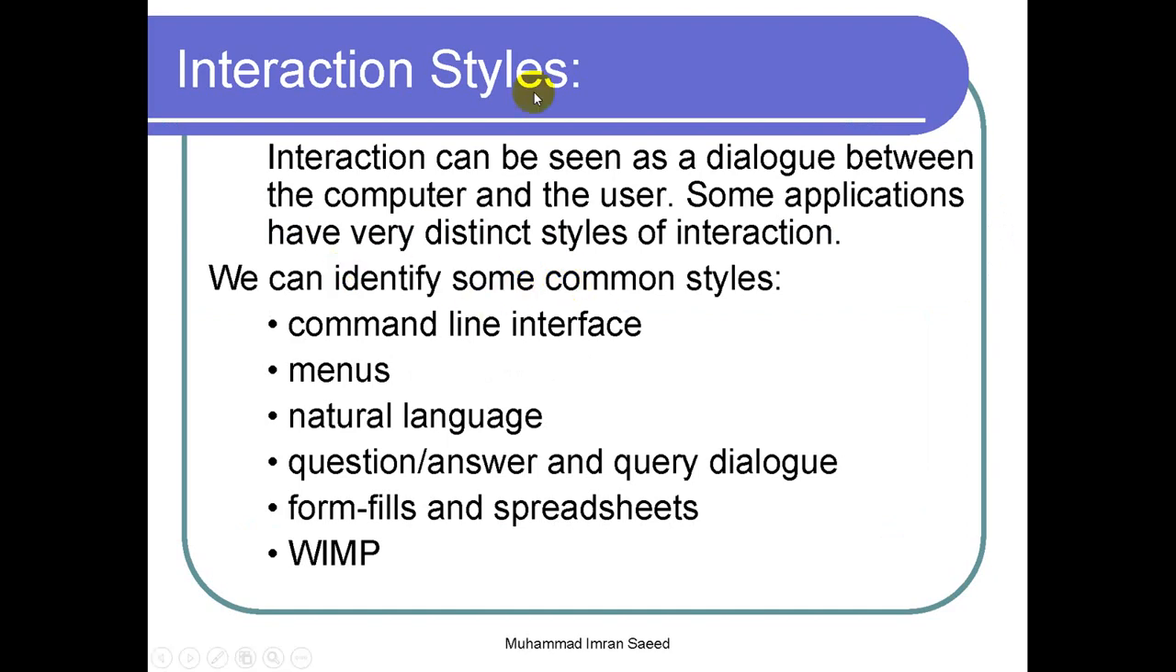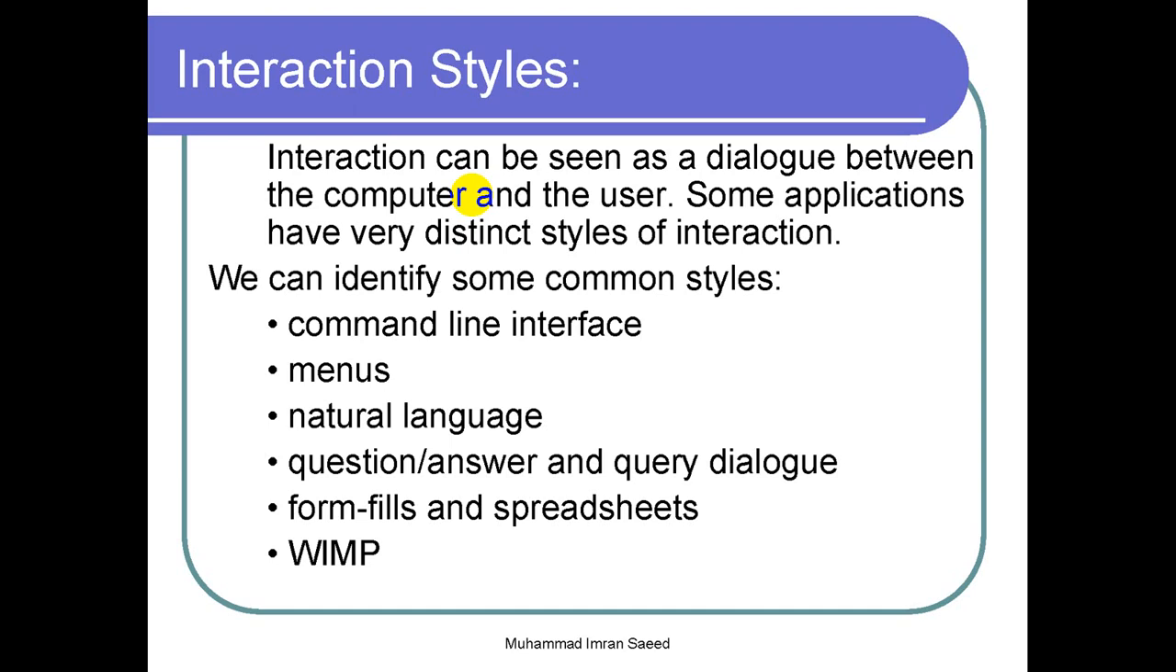So now we can see that interaction can be seen as a dialogue between the computer and the user. Some applications have a very distinct style of interaction. If I have to interact with the computer, there must be some communication channel so that I may provide commands to the computer. I may click on some icon. I may touch the screen. So there must be a mechanism by which I may interact with the system, and the system may provide me the results. So we have very distinct or different kinds of interaction styles.